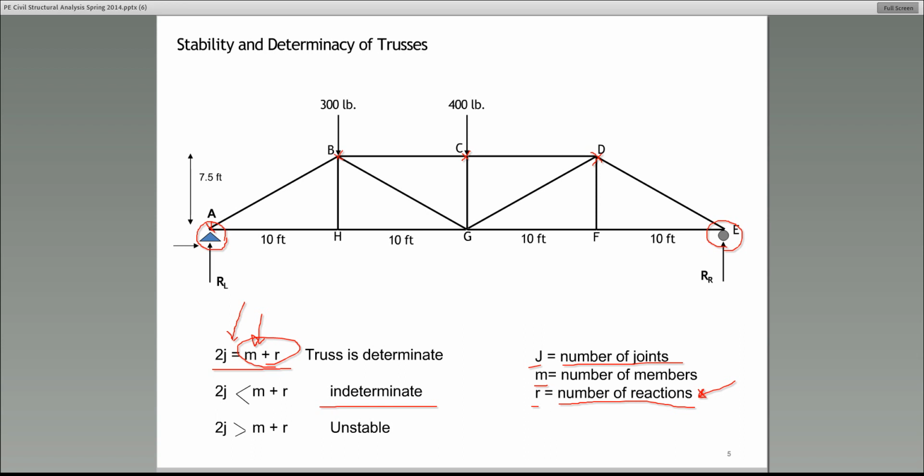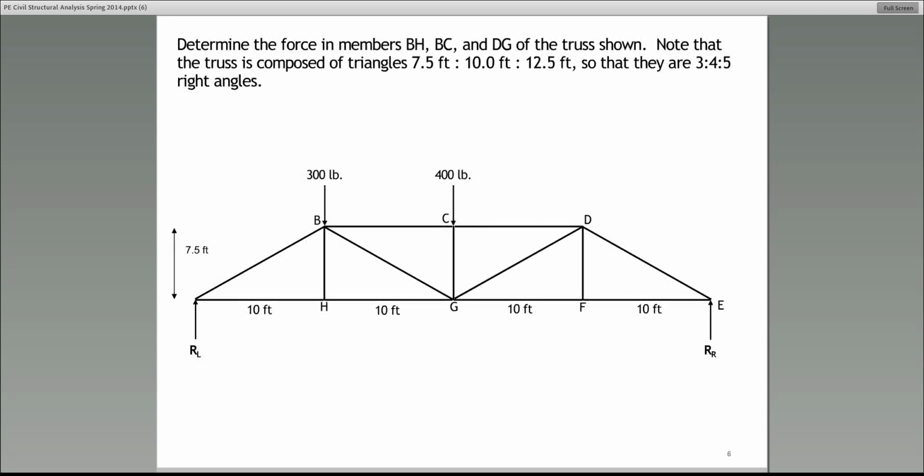2 times j, guys, is simply the total number of equations that are available to us to solve this truss. That's the left-hand side. The right-hand side, m plus r, number of members. The internal force in each member is an unknown. And R, number of reactions, those are unknowns. So the right-hand side, m plus r, is the number of unknowns. The left-hand side is the total number of equations available to us. And just like what we did previous to this slide, if those numbers are equal, then it's determinate. If not, different. All right, let's move on.